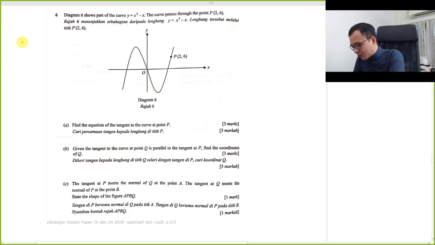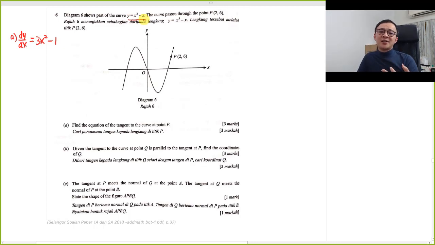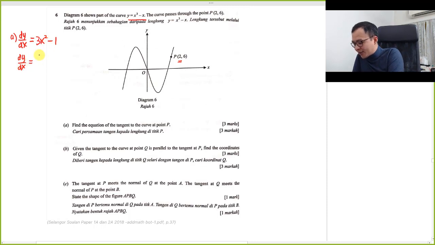Our first step is doing the dy dx. So dy dx, basically you will get 3x squared minus 1. Differentiate the curve equation. Second step, we substitute the x value into the dy dx. What is our x value at P? Which is 2. x equals 2. So 2 squared is 4, so it's 12 minus 1. So it's 11. Alright, we get the gradient.